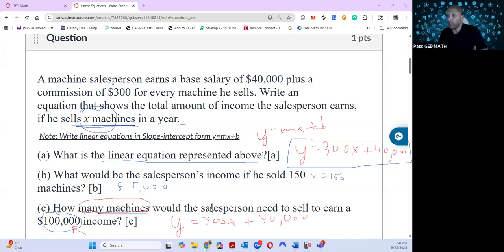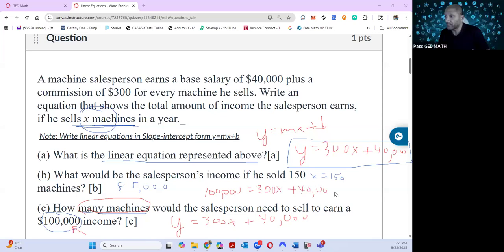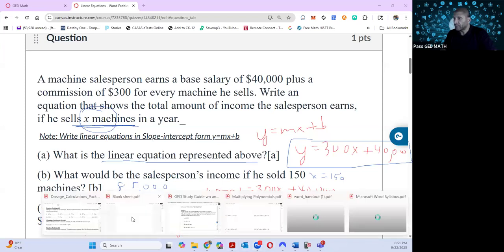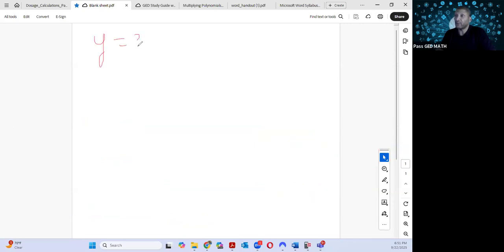I'm running out of room here, so I'm going to come up here: 100,000 instead of y equals 300x plus 40,000. Now I'm going to rewrite this on a blank page, because it looks messy and confusing. So let me go to a blank sheet and erase all this. y equals 300x plus 40,000.